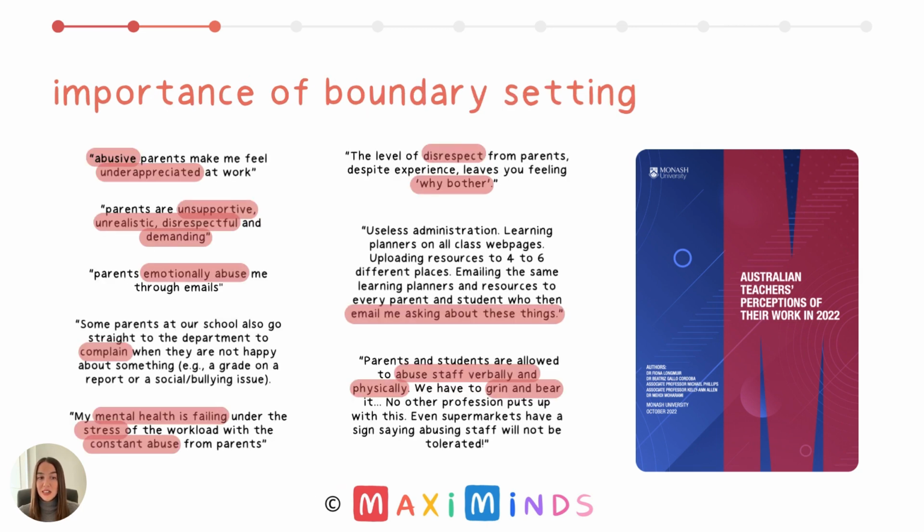All of these quotes were from teachers, and some of them, as you can see, are quite concerning. There have been reports of abusive parents that are making teachers feel underappreciated. Parents can be unsupportive, unrealistic, disrespectful and demanding. They can emotionally abuse teachers. They tend to complain. Teachers' mental health can be failing as a result of the stress and the abuse. Disrespect to the point where teachers say, well, why bother? Despite various forms of communication, they still email you asking those mundane questions, which you're probably familiar with, unfortunately, which you've already communicated, and there is more abuse, verbal, physical, and then teachers are just expected to grin and bear it.